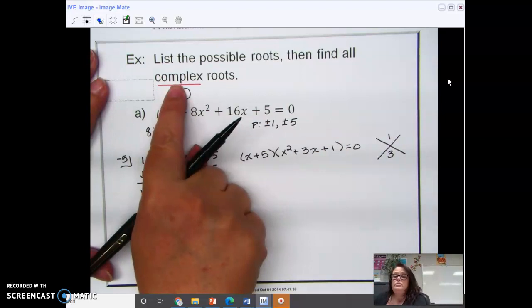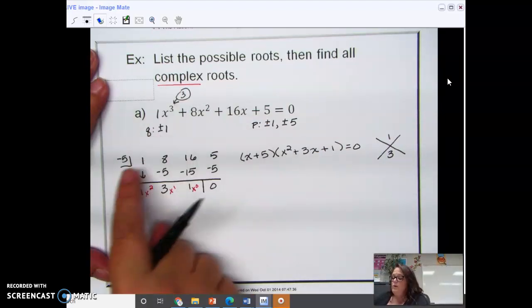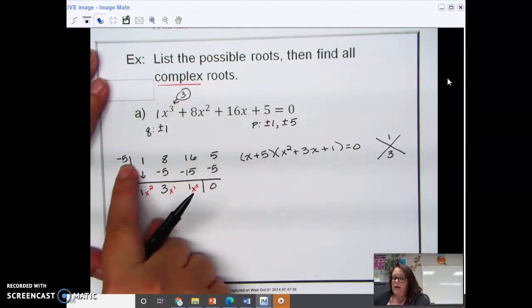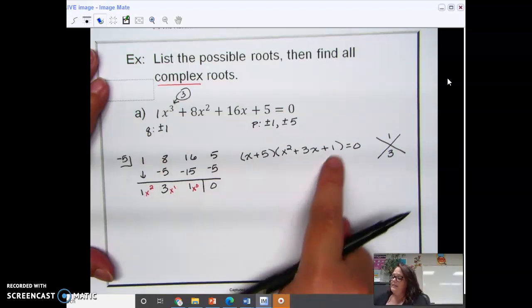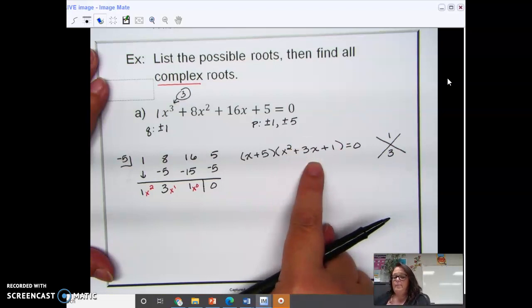So had the question said rational roots, we would be done, saying the only rational root is negative 5. But I do have 2 more roots. They just happen to probably be imaginary. So let's see what happens.